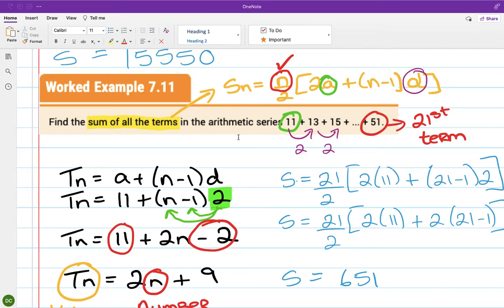Now you can figure it out by counting, of course you can, and this isn't the worst. You don't have to count 21 terms. It's not the worst, but what if it was more? So this is where the formulas become really, really important.